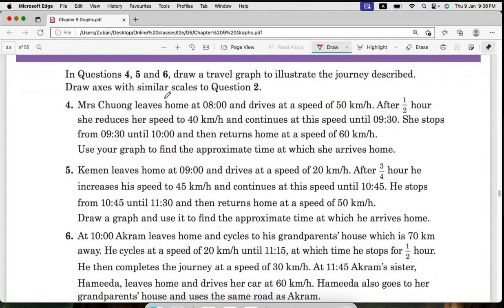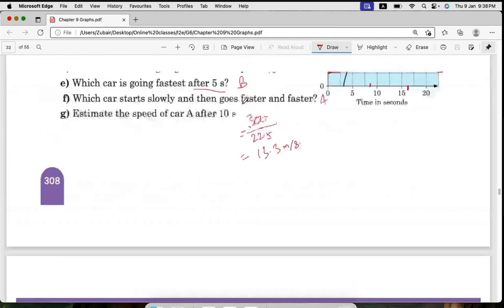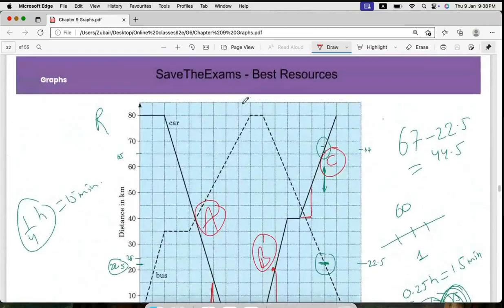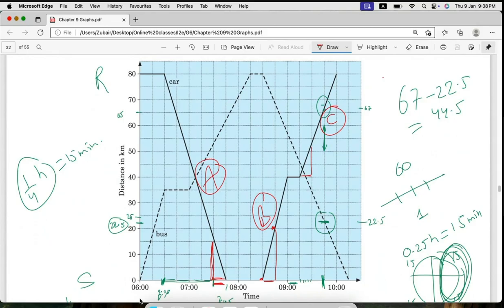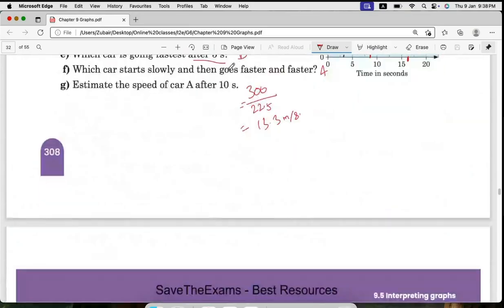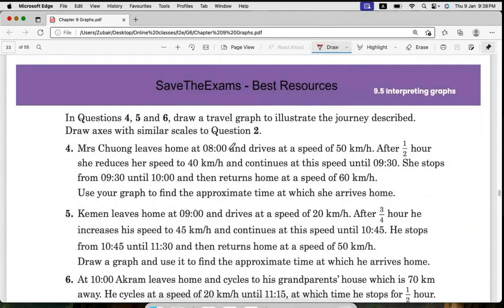In questions 4, 5, and 6, draw travel graphs to illustrate the journey described. Draw axes with similar scales to question 2. So similar to this, 2 centimeters would represent 10 kilometers, and 4 centimeters will represent 1 hour. 10 kilometers is 2 centimeters, and 1 hour is 4 centimeters.